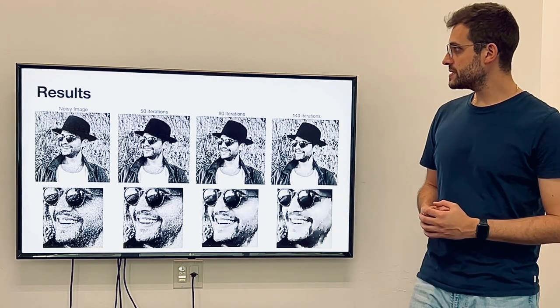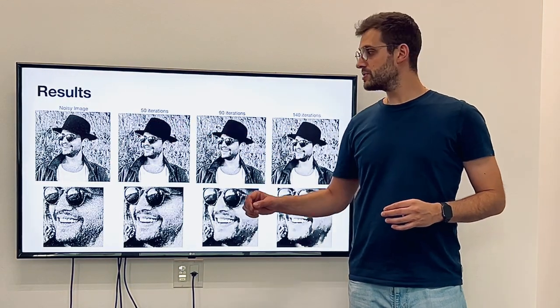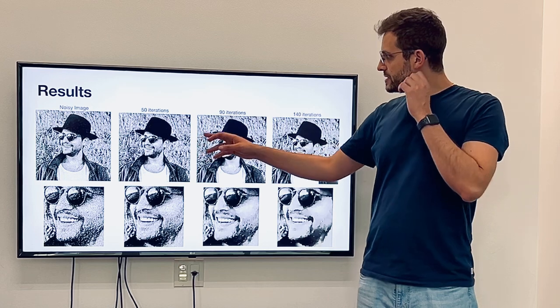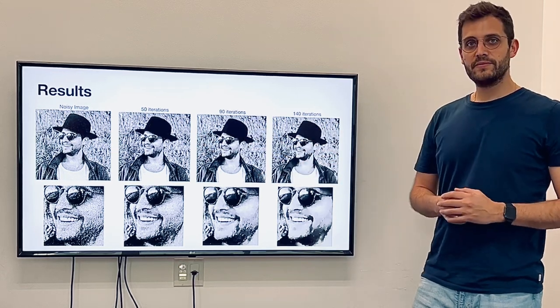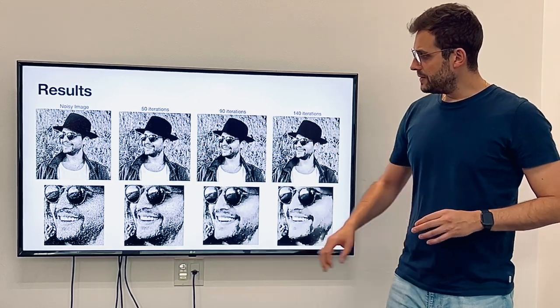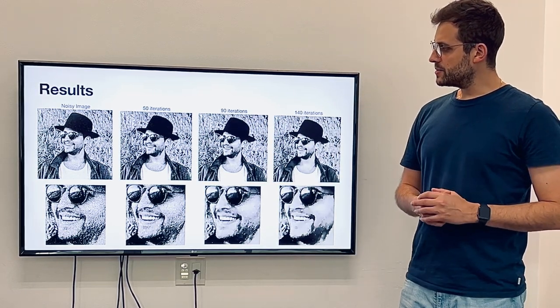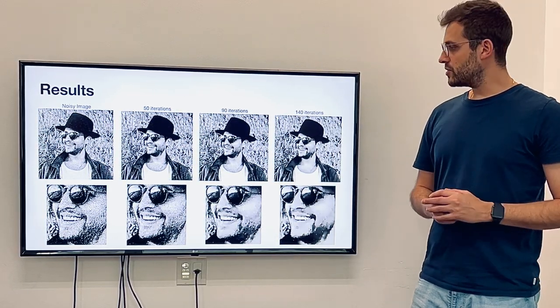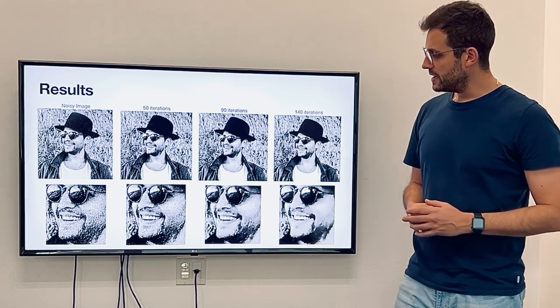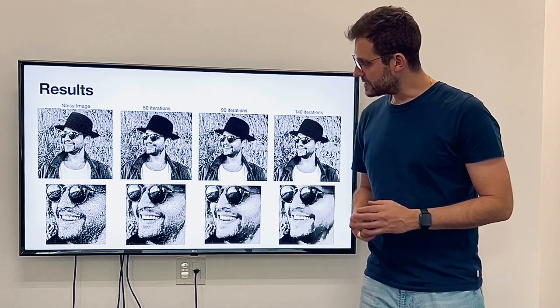And here are my outputs. On the left side is the noisy input image. Then we have here 50 iterations, 90 iterations, and 140. And here on the bottom you have some parts of my images, so you can see better what the algorithm is really doing and how the output is.